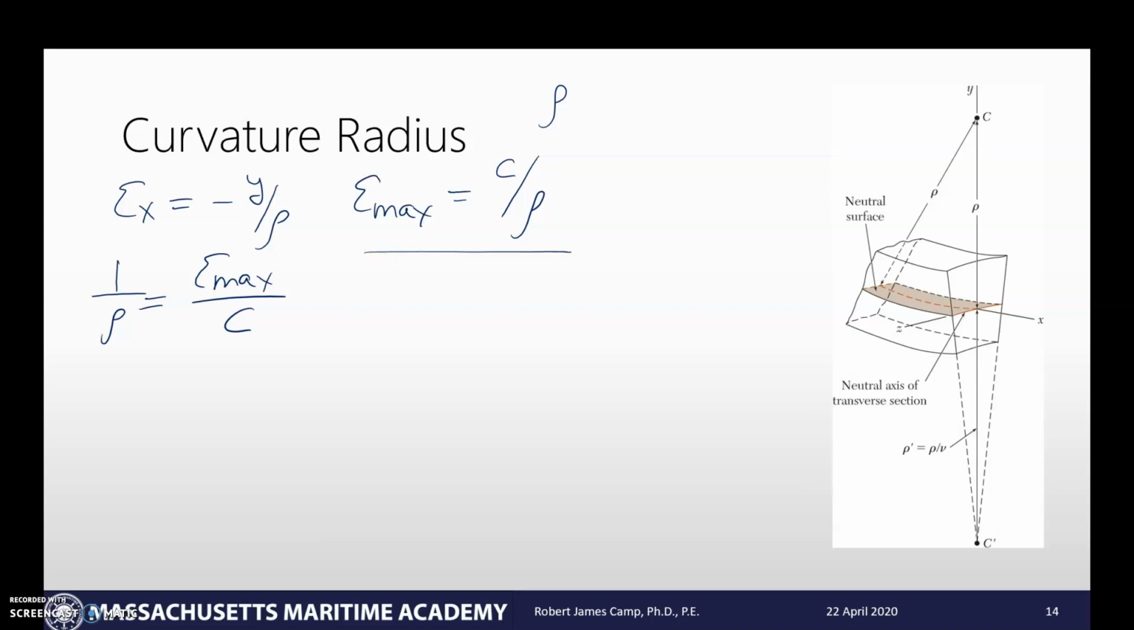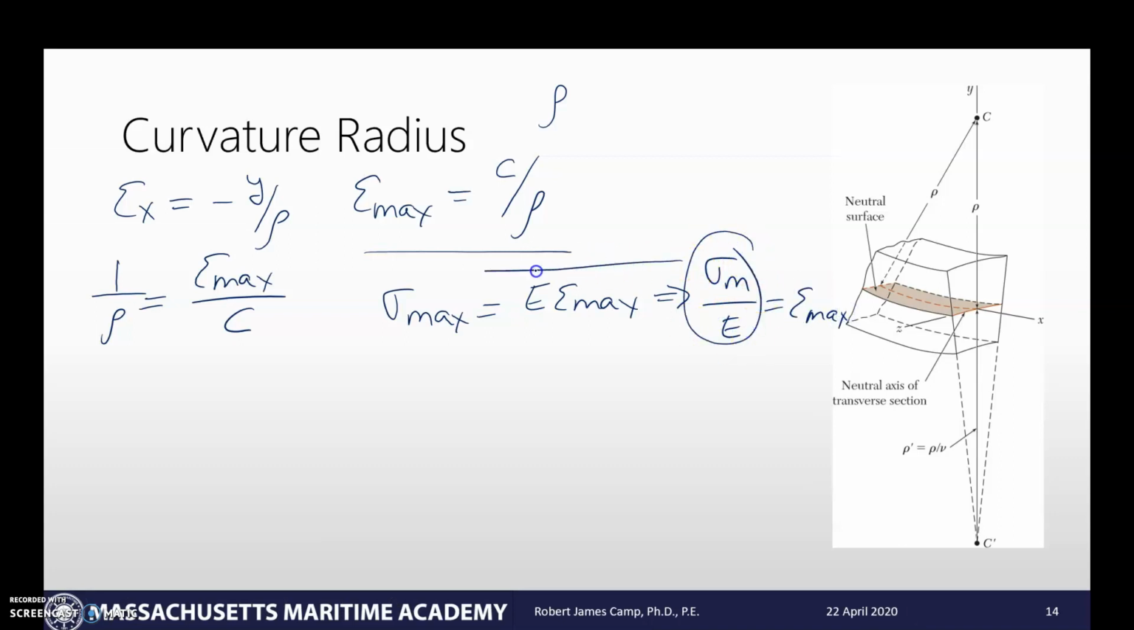Now we're going to assume that we're in the linear elastic region, and so we'll be able to say Hooke's law, the maximum stress is going to be E times the maximum strain, which then we can say that stress max over modulus of elasticity is strain max. We'll take all of this, plug it in for the strain max. And so what that leaves us with is 1 over rho is the maximum stress divided by the modulus of elasticity, and then we have c. So that replaces that through there.